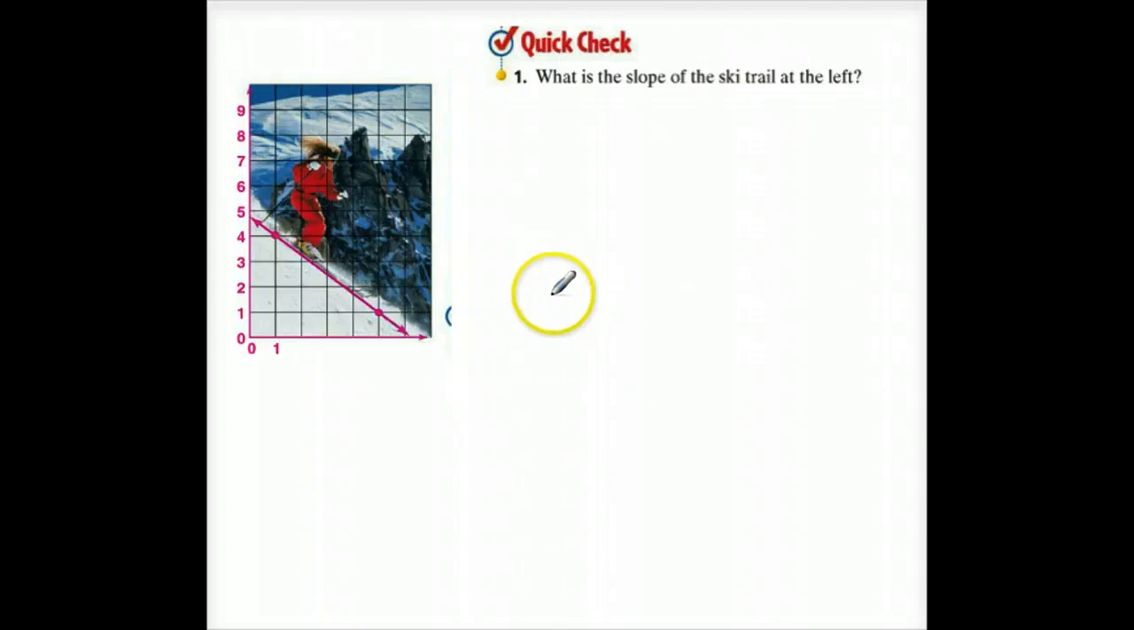Let's do one more example together. Here's a girl skiing down a slope. We want to know the slope of this ski trail. It looks like they made a line for the hill and found 2 nice points on the graph. Let's see how we get from one to the other. Remember, we need to go rise over run.